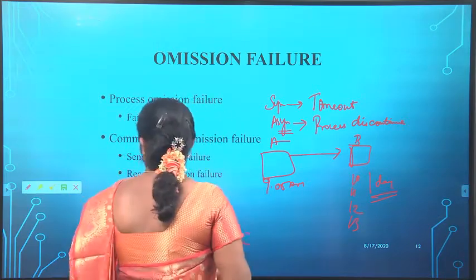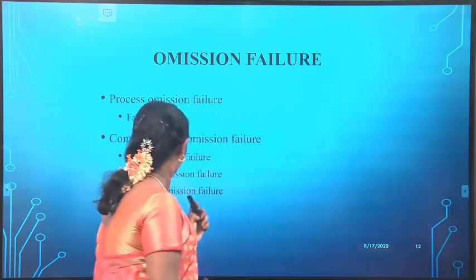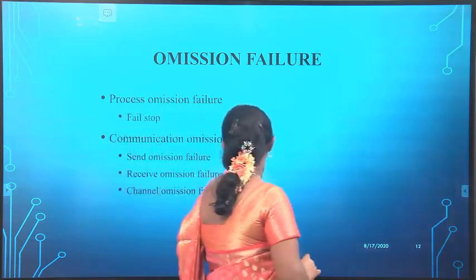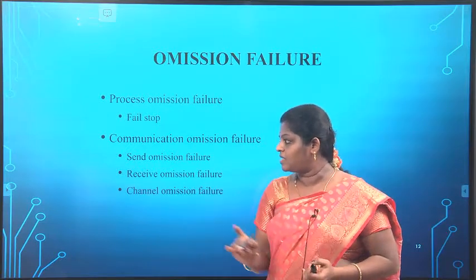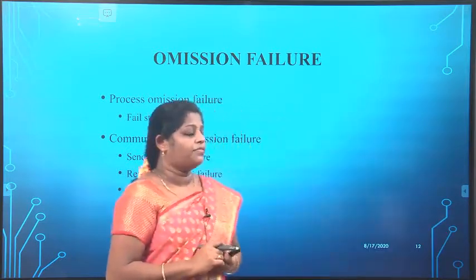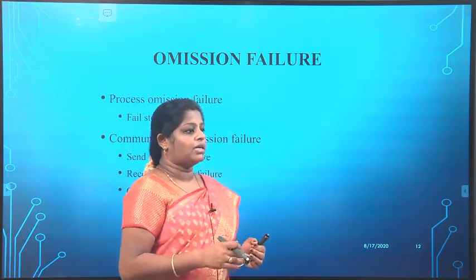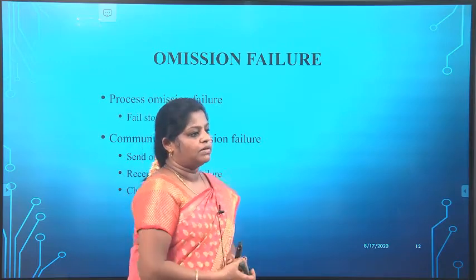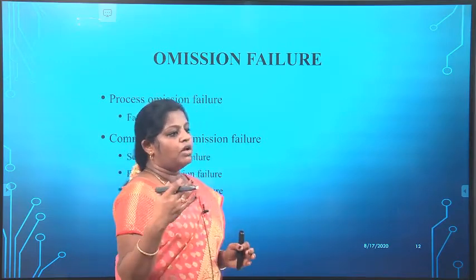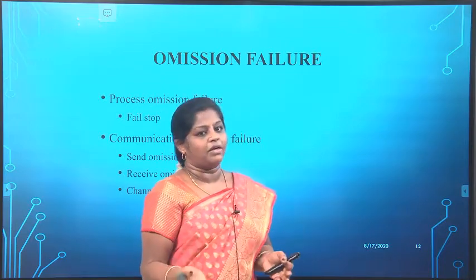Next we can see the communication omission failure. Here we have three types: one is send omission, next is receive omission, and the third is channel omission. How can we identify or detect the communication failure? This occurs when messages are dropped between the sender and the receiver. The message can be lost in the sender buffer, the receiver buffer, or even in the communication channel.